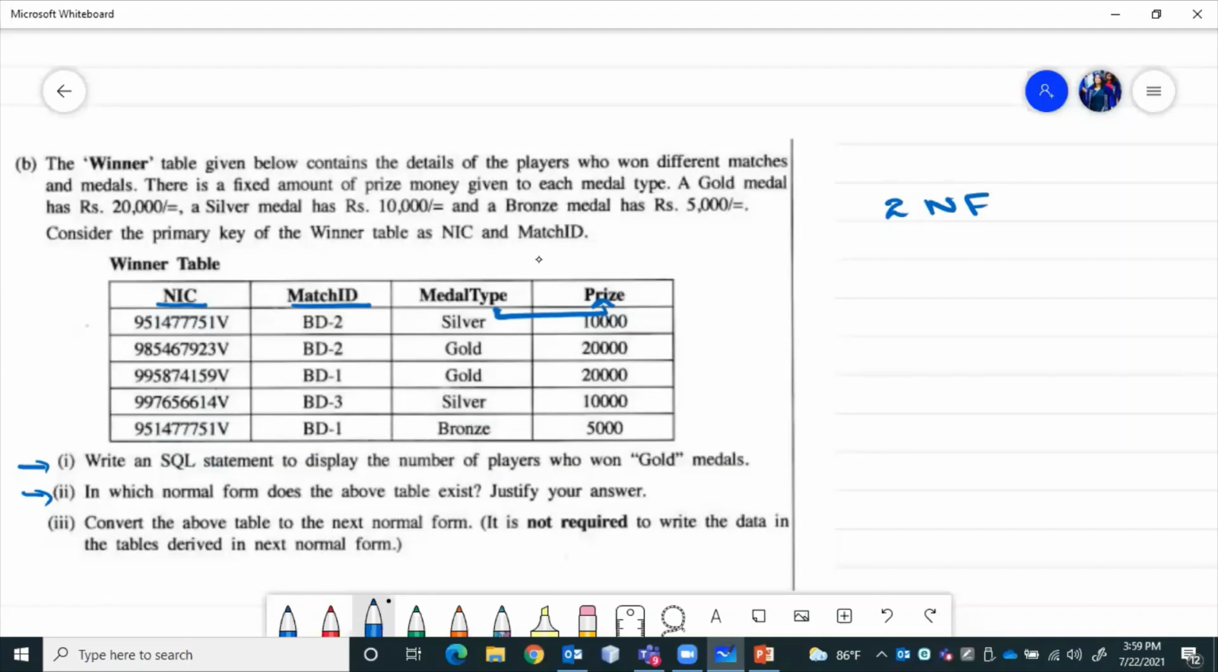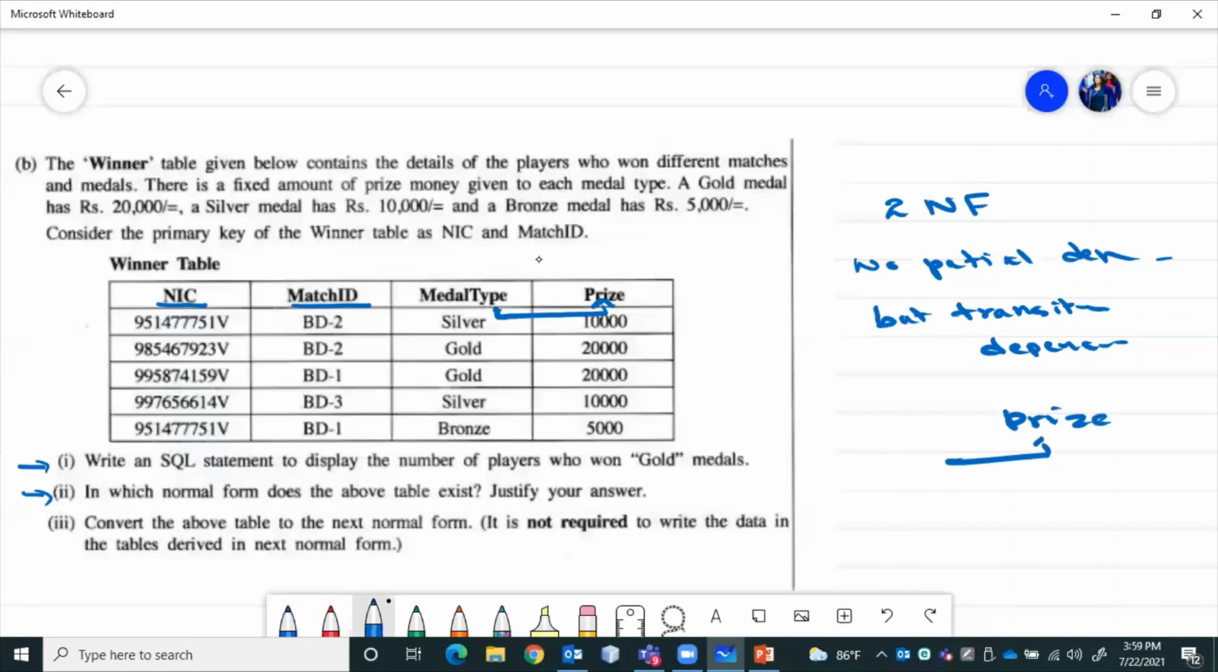How to justify your answer? You could say no partial dependencies, but transitive dependencies are there. Or you can just write that transitive dependencies are there. If you need, you can draw this as well: price depends on the medal type. Next, convert the above table to the next normal form.